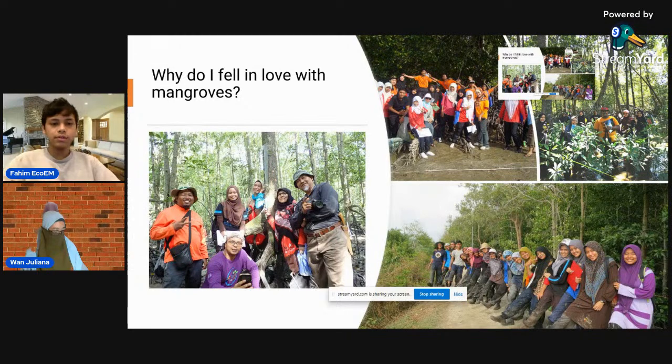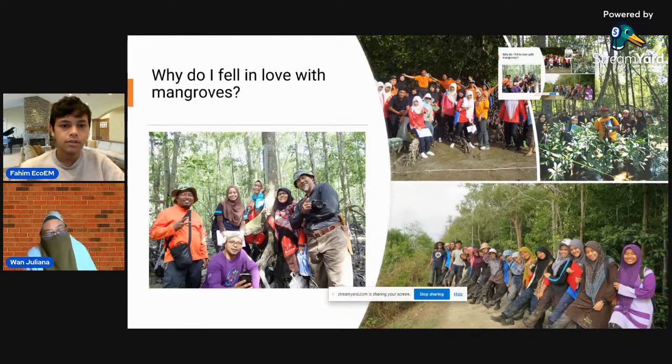Okay, so Dr. Wan Juliana, is there anything else you'd like to share about mangroves? Any other slide? Yeah, I've been working in mangrove since 2001, since the first expedition in Langkawi, and I haven't stopped until now. Although I've opted for early retirement, I keep going back to this mangrove forest.